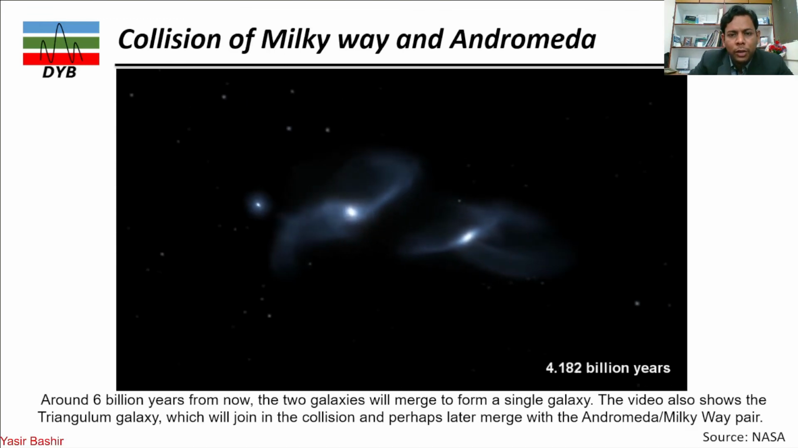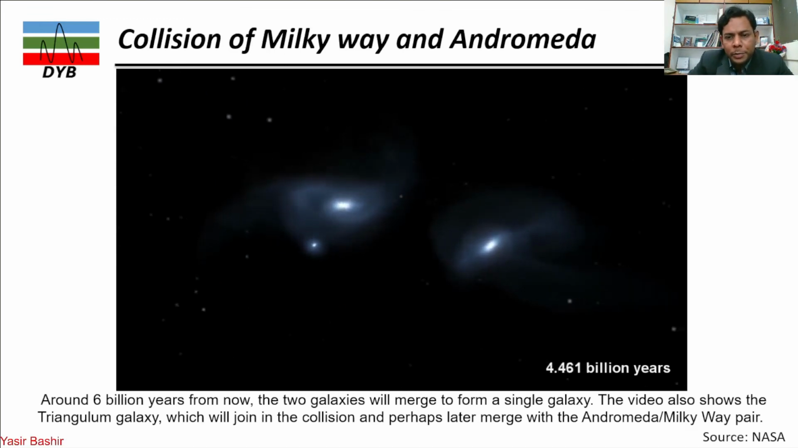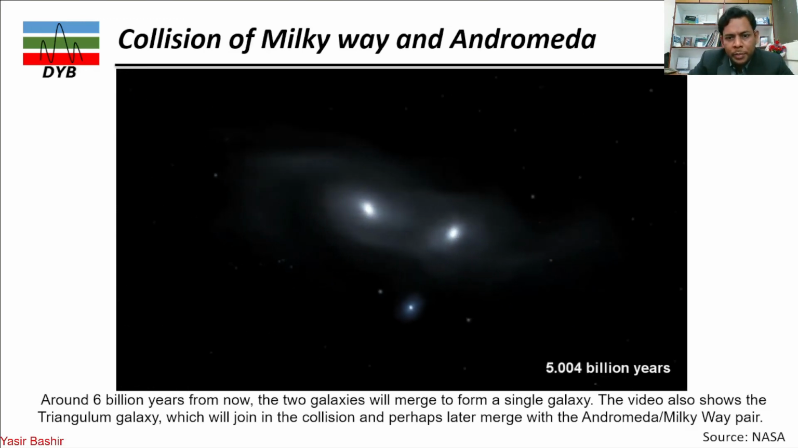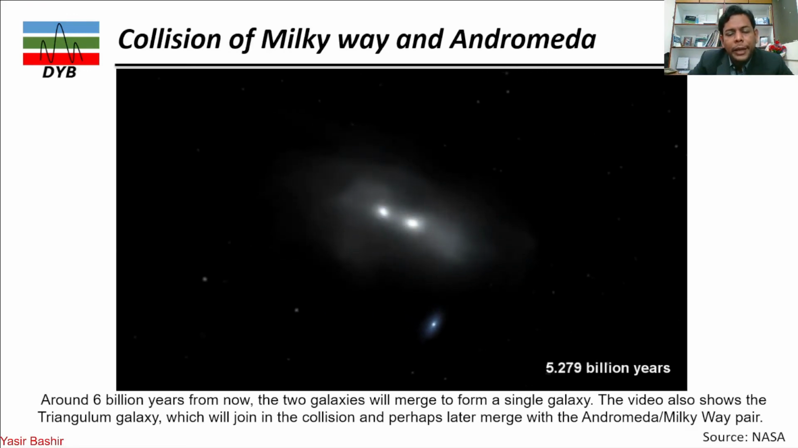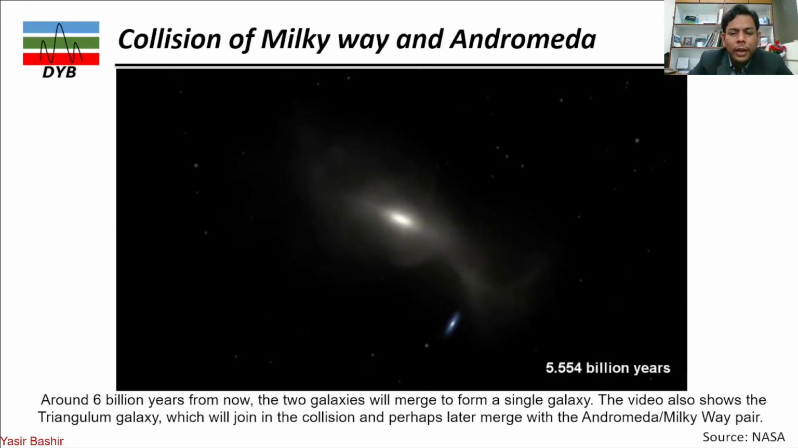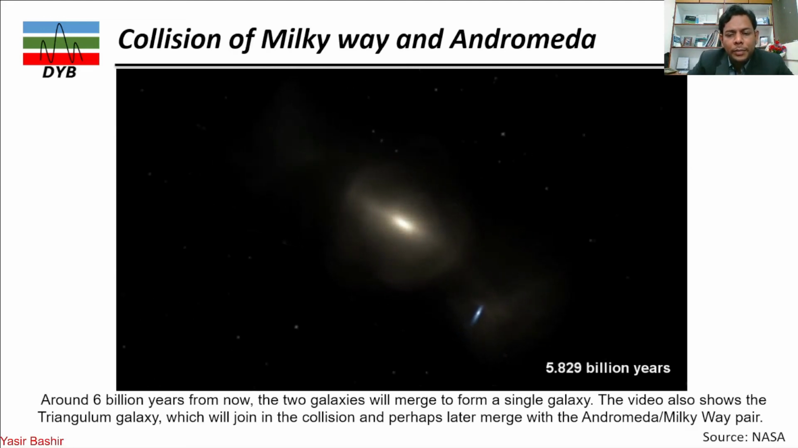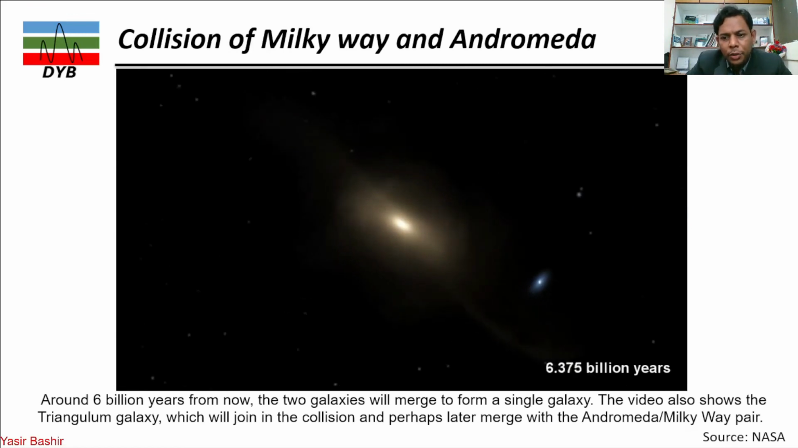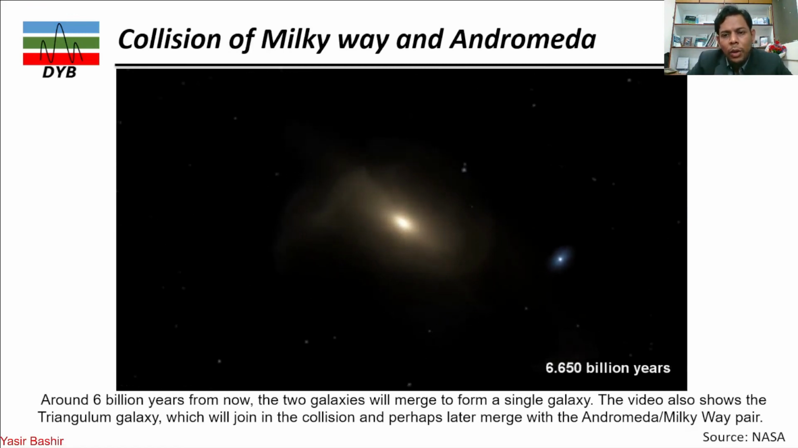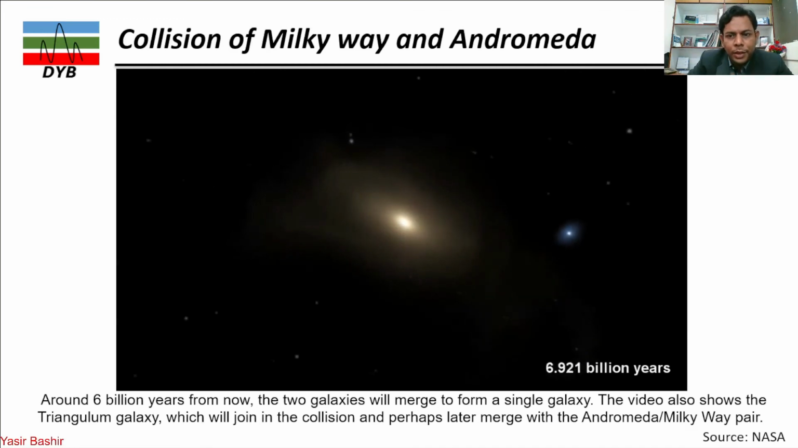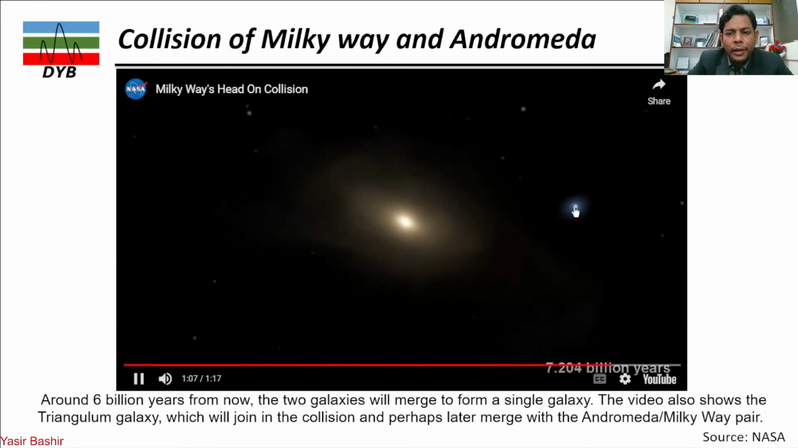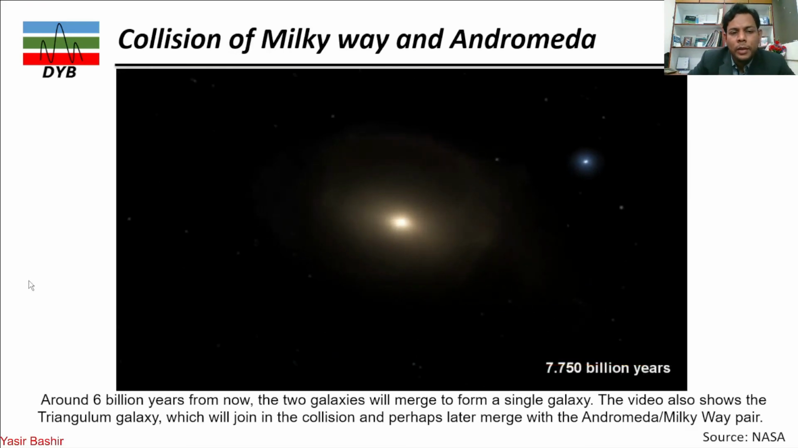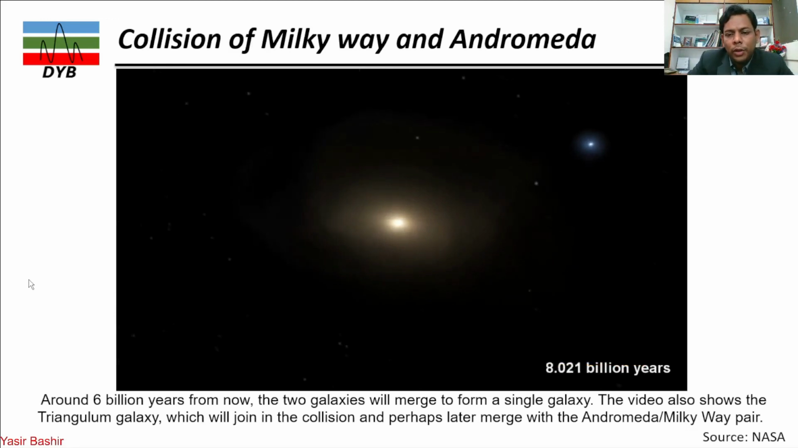Once they collide, the spirals start to behave differently. Then there will be another collision from 5 to 6 billion years in the future, and they will collide together. That is the theory. Another galaxy which is near to the Milky Way and Andromeda will also be mixed in with this collision of galaxies.